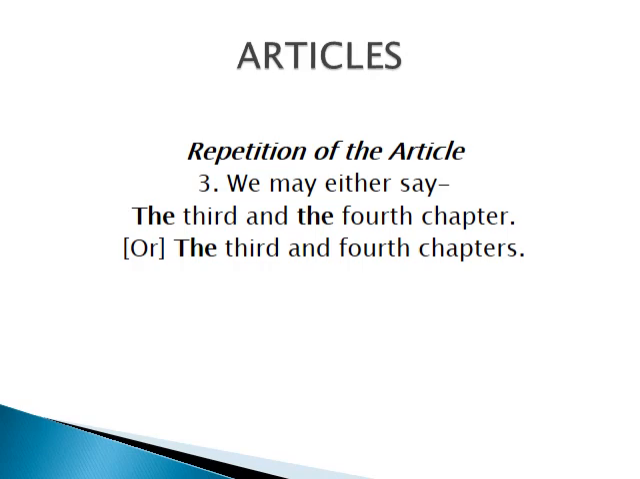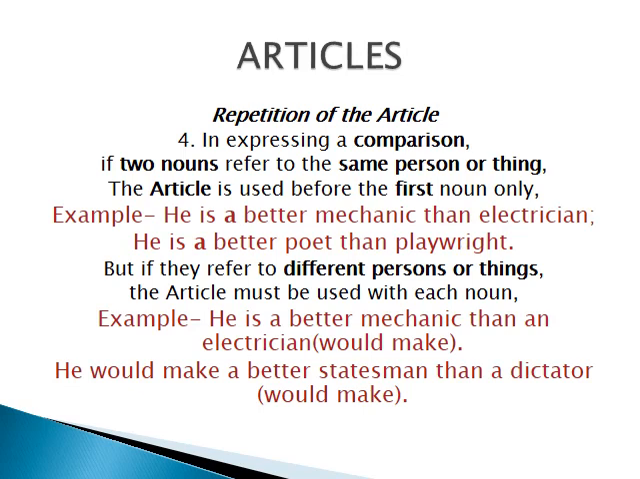Now, repetition of articles: we may either say the third and fourth chapter, which is in a way we take them combinedly. But we may also call it the third and the fourth chapters. It is just counting them individually, although the meaning would remain. Repetition of articles also happens in expressing a comparison. If two nouns refer to the same person or thing, the article is used before the first noun only.